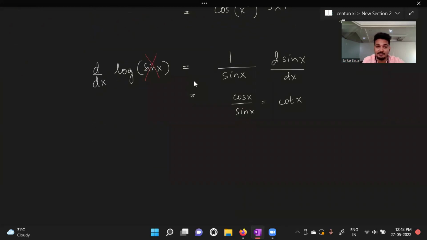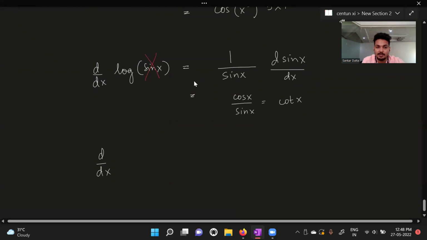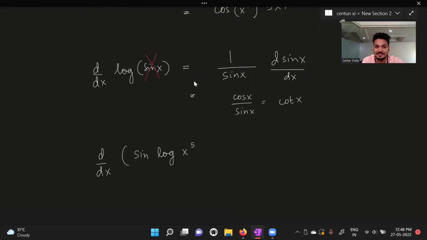One more example I'll give. d by dx of sine of log of x raised to power 5. Okay, this is slightly more complicated. This is an amalgamation of three different functions. One is x raised to power 5, another is log x, the last one is sine x. So how do you read this? Sine of log of x raised to power 5. So three functions. How do you do this?